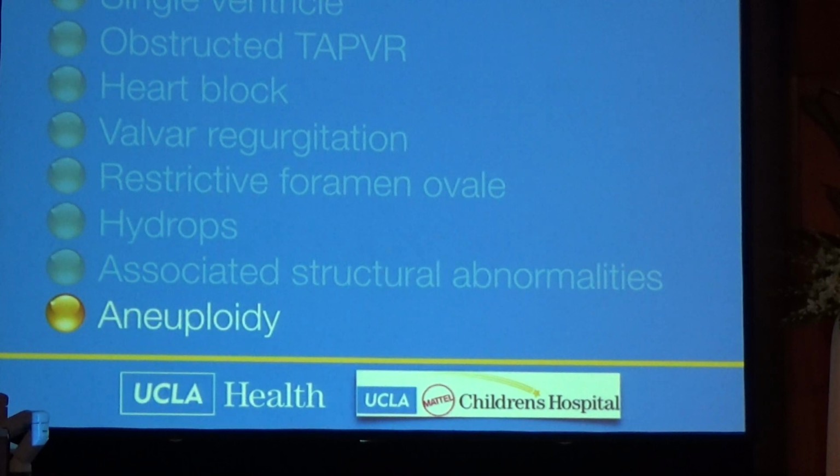And some patients with heterotaxy do have aneuploidy. They do have chromosomal abnormalities that can be significant and can impact cognitive function, renal function. So patients with aneuploidy and heterotaxy tend to have a worse prognosis than those patients with normal genotypes.